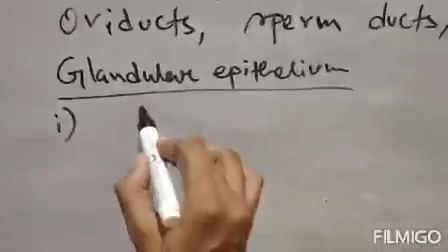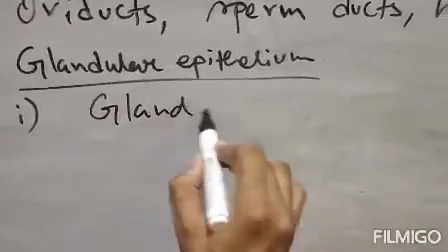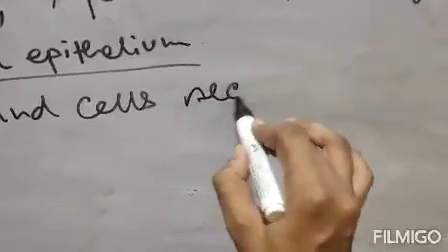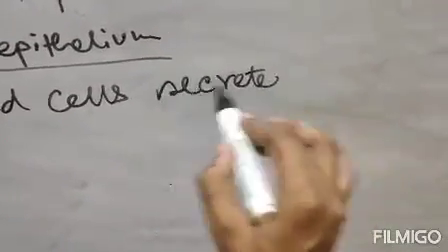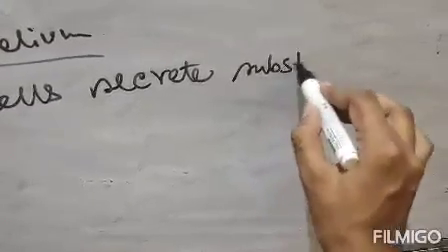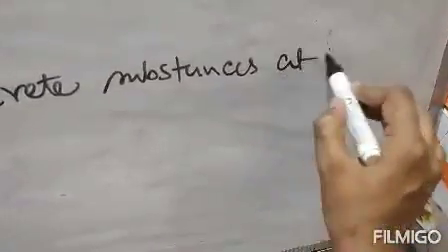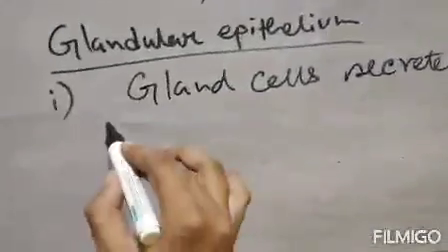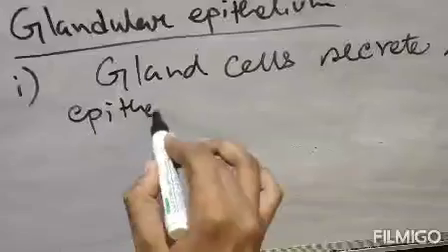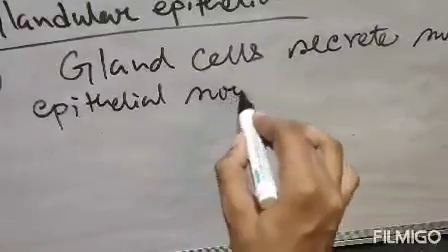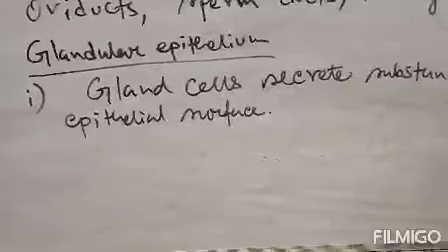So gland cells secrete substances at the epithelial surface, then glandular epithelium tissues are formed.